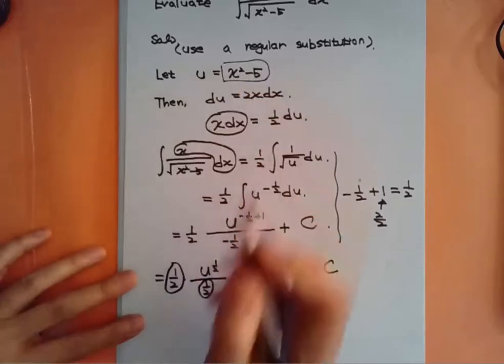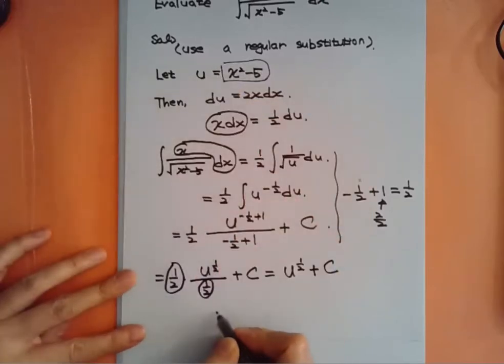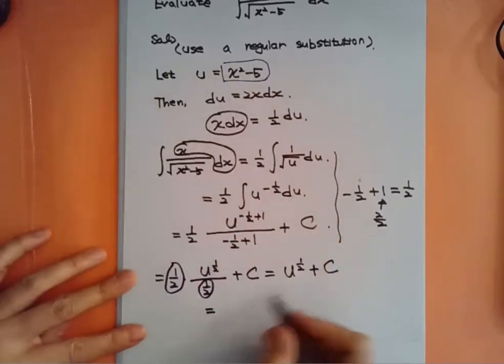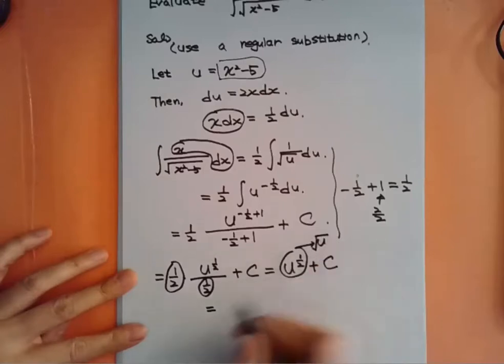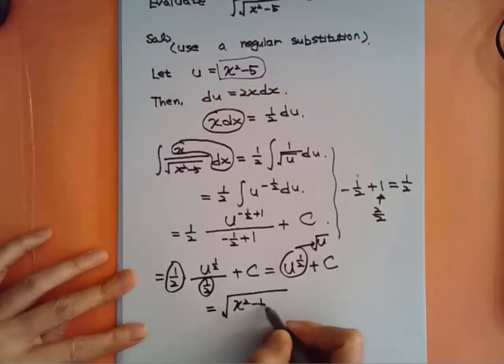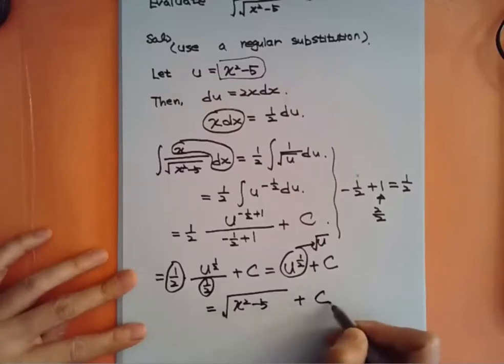U represents x squared minus 5. So this one is the square root of u. So that becomes the square root of x squared minus 5 plus C.